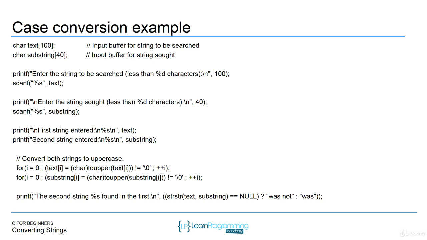We then print the first string and then we print the second string. We then convert both the strings to uppercase. And then we can actually say the second string found in the first string. So when we call strstr, it can ignore case. Because remember, one of the limitations of strstr was that it was case sensitive. And so now we can use strstr on text and substring because they're all uppercase characters. And again, this is a way to find whether a substring is in an entire string, ignoring case. First, we just convert everything to uppercase, and now we're comparing uppercase. And that's what this program does.